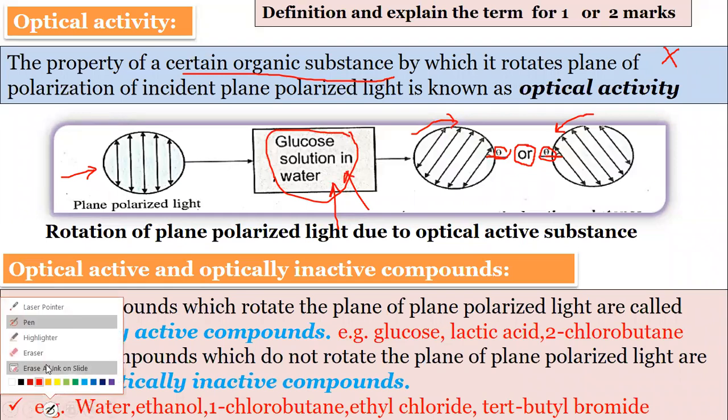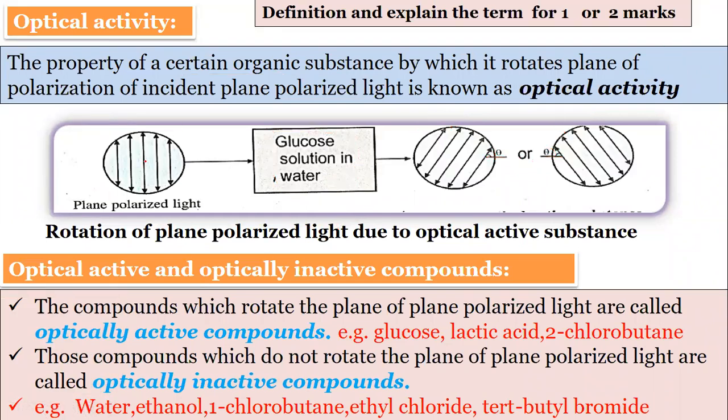And if the plane is not rotated, meaning the plane polarized light is passed and remains as it is, the diagram will be the same as this. No rotation. This will be optically inactive. This means the plane polarized light comes out without any rotation. So depending upon the rotation, there are two types of compounds.